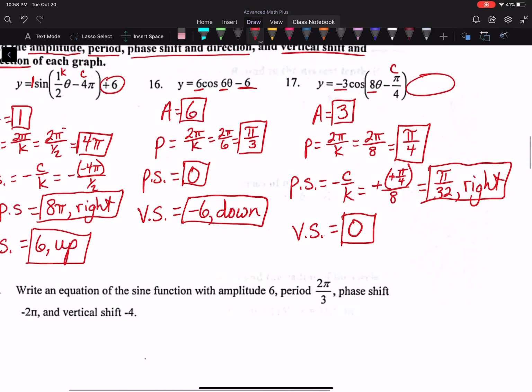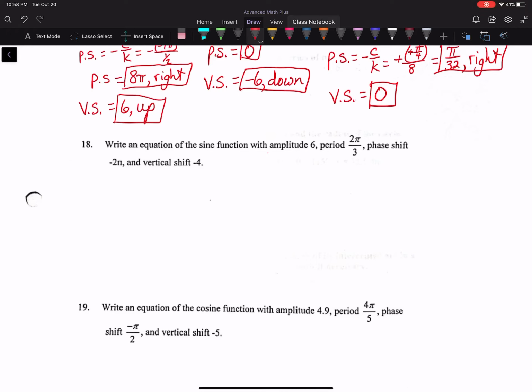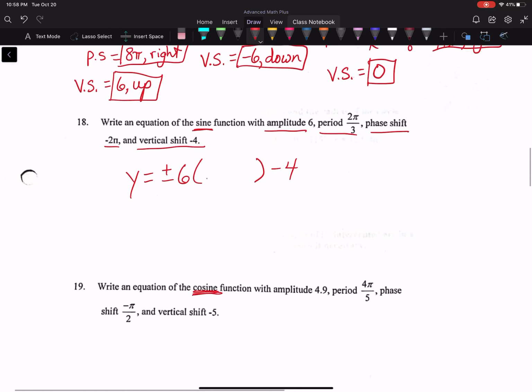All right, and the last two, we're going the other direction. They give us the amplitude, period, phase shift, and vertical shift, and we have to write the equation. 18, we're writing it for sine. 19, we are writing it for cosine, so make sure you write it for the right one. So we're going to have y equals plus or minus, my amplitude is 6 times something, my vertical shift is -4. You can do that without doing anything else. Just knowing that, you get half the problem right. But we have to find k and c.